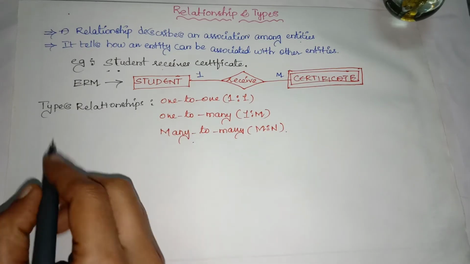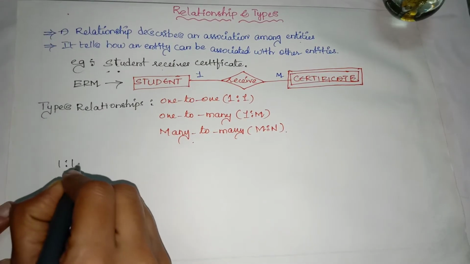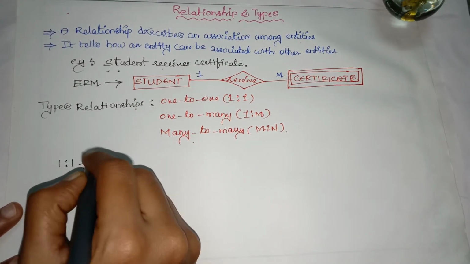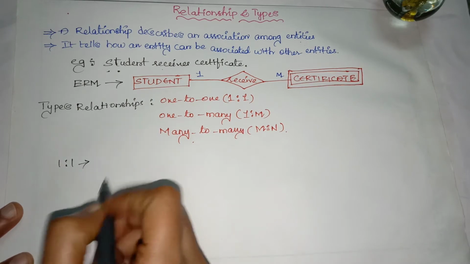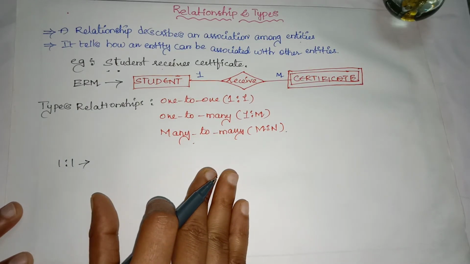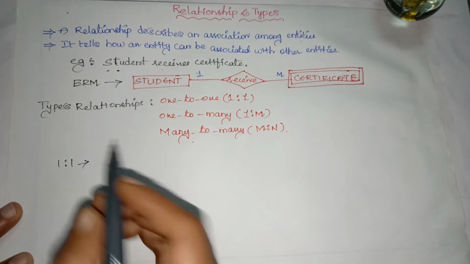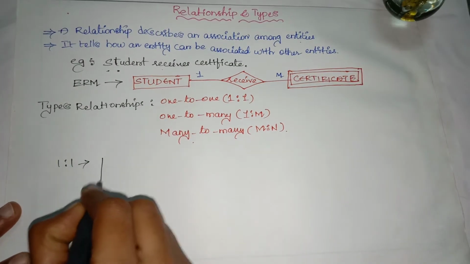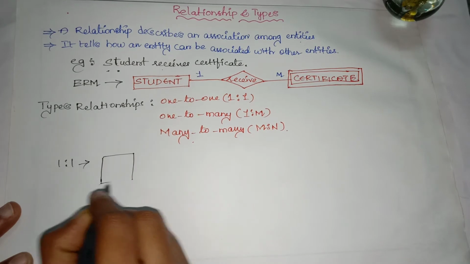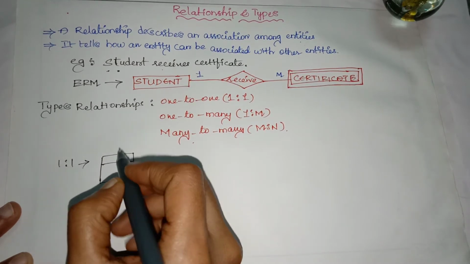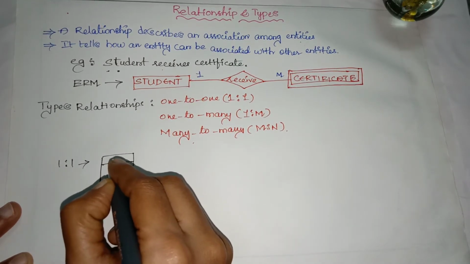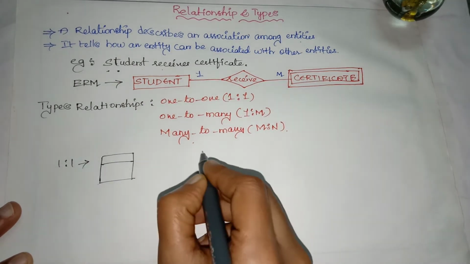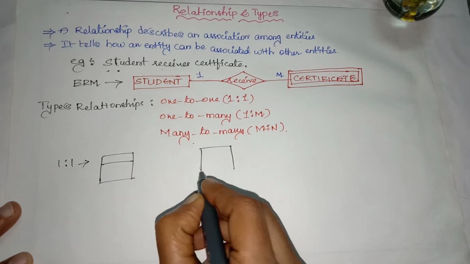So let's come to the first one, one-to-one. What is one-to-one? A one-to-one relationship is where each record in a table can have only one matching record in another table. Suppose you have two tables. Assume student is an entity, and each entity we take in the relational model in the form of a table. This is the student table, and here is a certificate table.